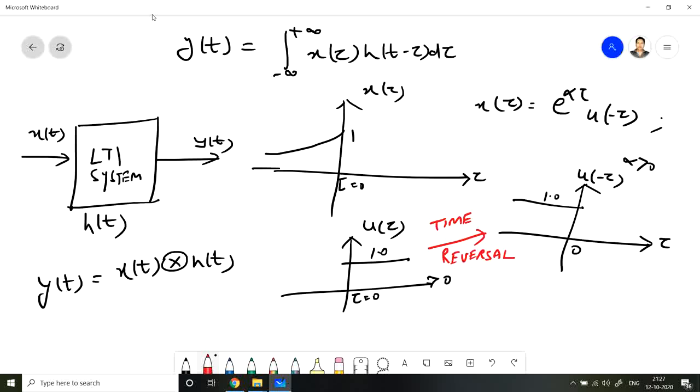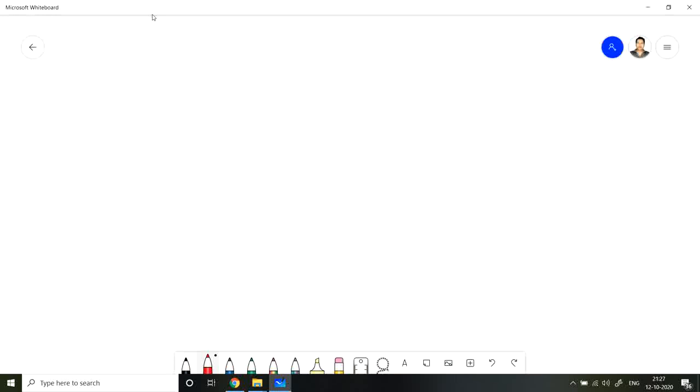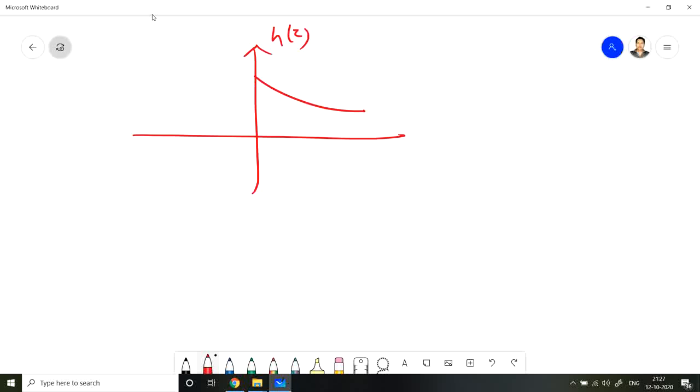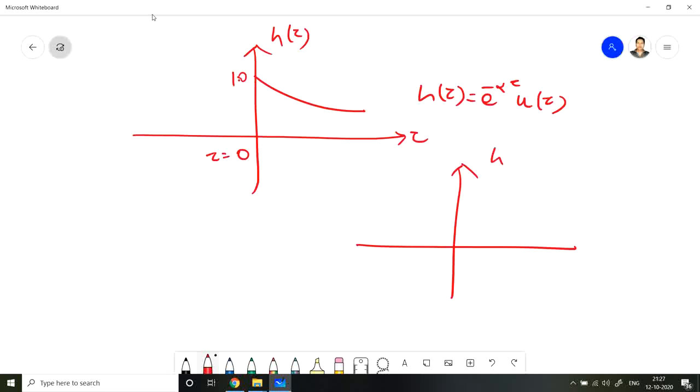Now we have the h(tau) graph also. At tau equals 0, the value is 1, for positive values it is a decreasing exponential, and for negative values it is 0. So h(tau) is e raised to the power minus alpha tau u(tau). So what is h(minus tau)? It is just the time reversal of h(tau).